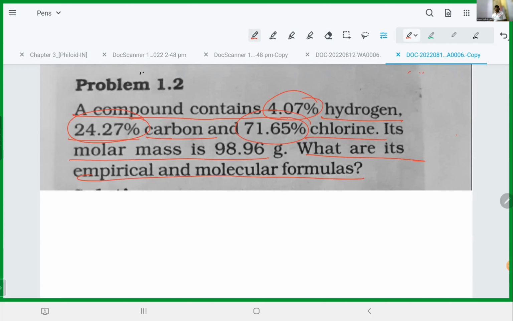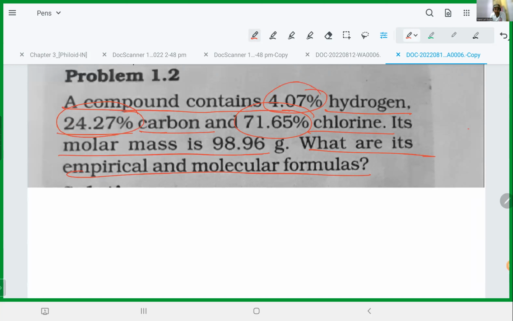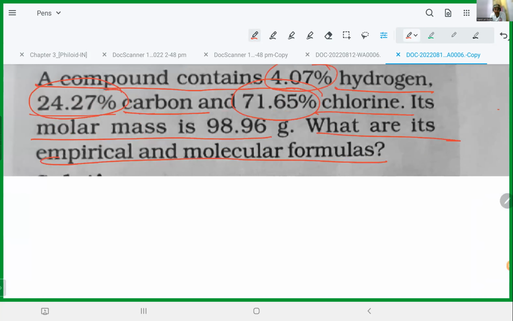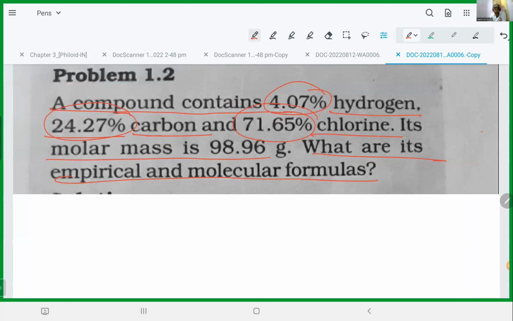Now we are supposed to solve this problem. How can you solve it? First of all, I told you very early that we need to follow steps. Here I am writing step number one, then we will go to step number two, number three, then step number four. Step number one is the element. You write the elements in the same order: first is hydrogen, then carbon, then chlorine.